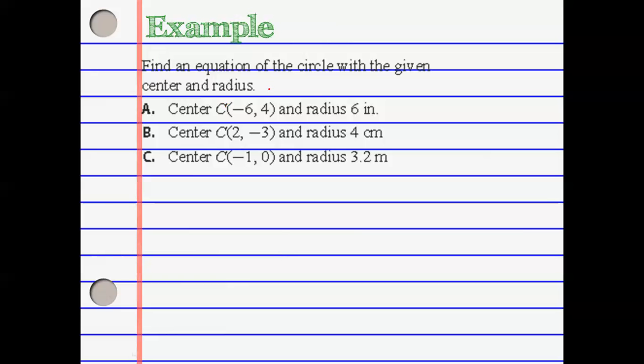Here it says, find an equation of the circle with the given center and radius. All right, so here, remember our signs have to be opposite if you have the center. So we have negative 6 and positive 4. So now we have x plus 6 squared plus y minus 4 squared. And then remember to square your radius. 6 times 6 is 36. For this next one, it's going to be x minus 2 squared plus y plus 3 squared equals 16.